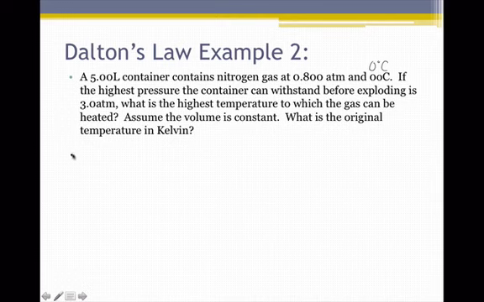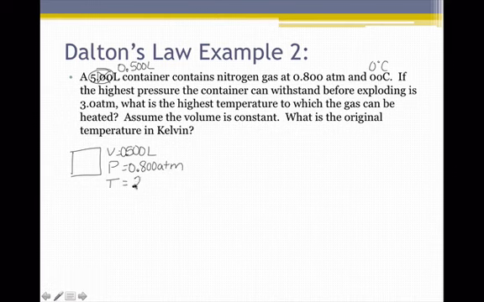So I have a container. Its volume is not 5 liters. That's a typo. That's supposed to be 0.5, that's what it says in your handout. So that should be 0.5 liters. And then they tell me the pressure is 0.8 ATMs. And the original temperature is 273 Kelvin because they told me it was 0 degrees Celsius.